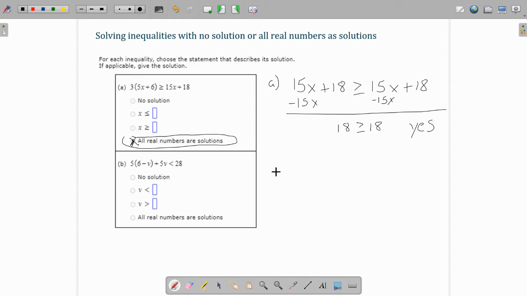That was A. For B, if you want to pause it and try it, and then either look at the result or watch the rest of the segment, go ahead. Distribute the 5. 30 minus 5v plus 5v is less than 28. So minus 5v plus 5v are on the same side. We combine like terms and they cancel. Is 30 less than 28? No. So the answer is no solution.